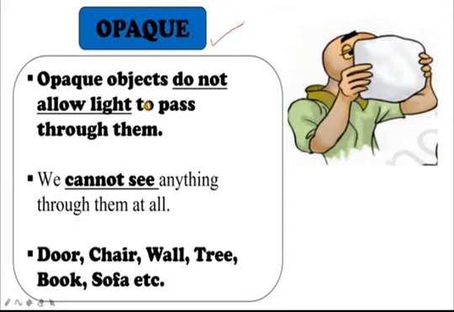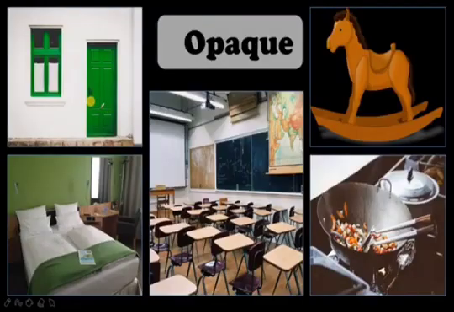And the last is opaque objects. Opaque objects do not allow light to pass through them. Not even a single drop of light can pass through this medium, so we cannot see anything through them. The examples: door, chair, wall, trees, book, sofa, etc. These are the examples of opaque objects. Students, these are common examples you have learned in the previous chapter also.